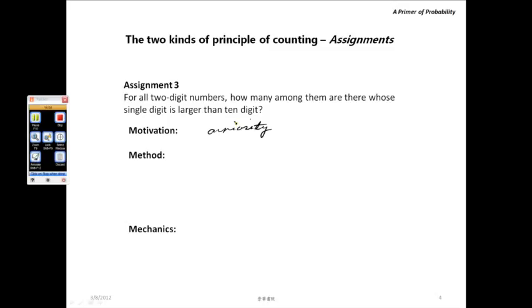We'd better write AB to stand for the desired 2-digit number, where AB is the 2-digit number with B larger than A. B is the single digit larger than A.